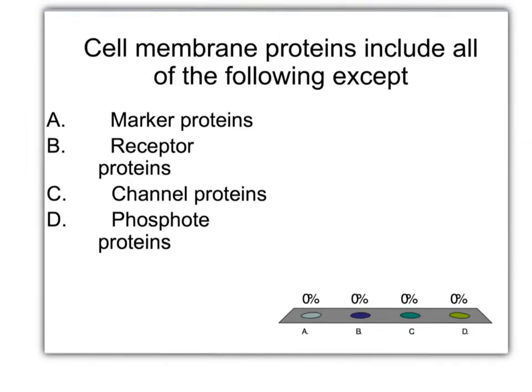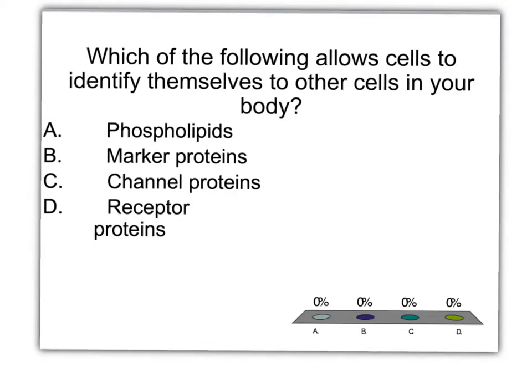Next question, cell membrane proteins include all the following except marker proteins, receptor proteins, channel proteins, and phosphate proteins. The answer is phosphate proteins. Make sure you go back and have the other three listed and know what they mean for the test. Next question, which of the following allows cells to identify themselves to your other body cells? Hit pause. Okay, the answer to that are marker proteins, right? So marker proteins are proteins that mark your cell. Hello, my name is, and they tell your body that the cells belong, and they mark your cells.